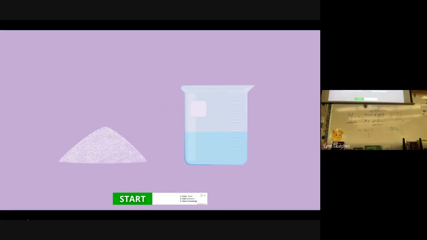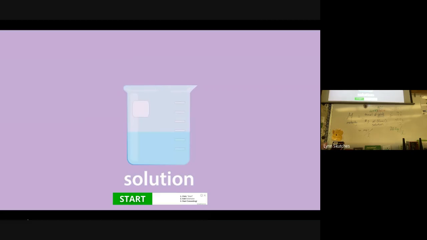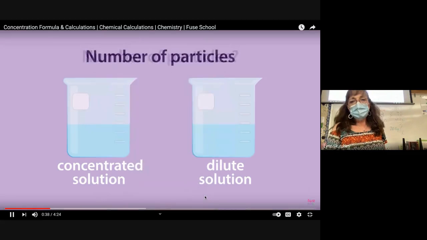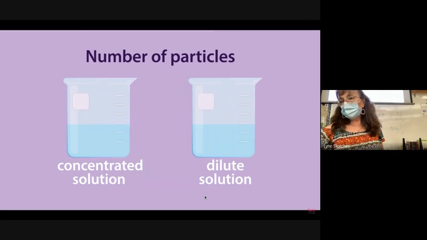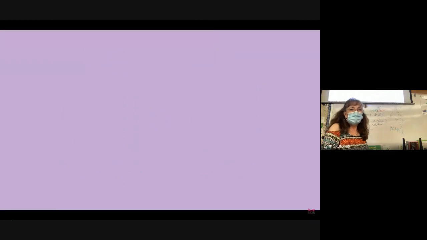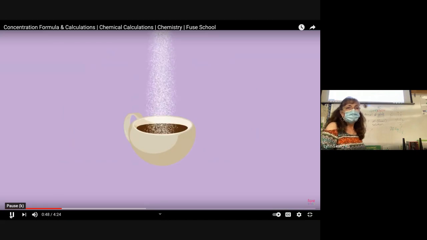The concentration of a solution is a measure of the number of particles of a solute, a dissolvable solid, which are in the solvent, the liquid in which the solute is dissolved. What might you say about the number of particles in a concentrated solution compared with a dilute solution? Pause, think, and continue when ready. The number of particles in a concentrated solution is greater than the number of particles found in a dilute solution. Think about when you sweeten a drink by adding sugar. The more sugar you add, the sweeter the drink tastes.